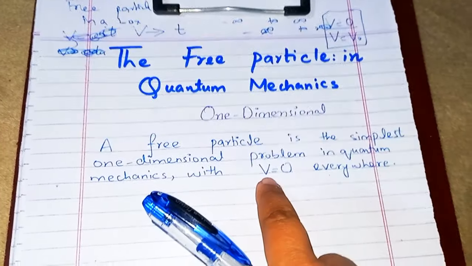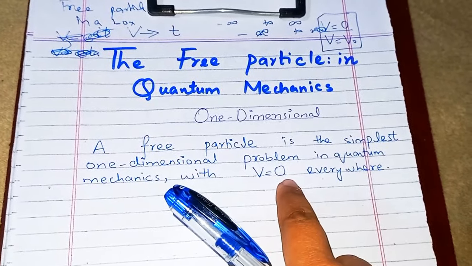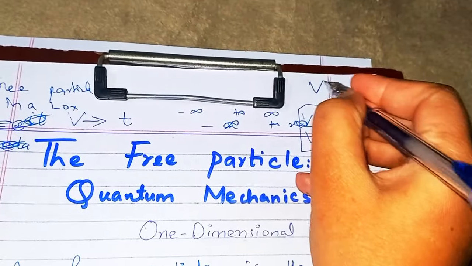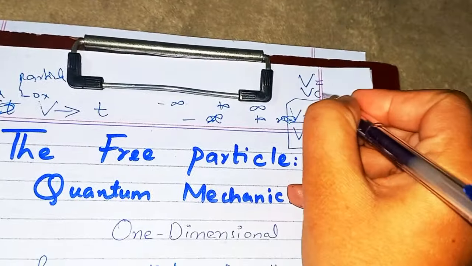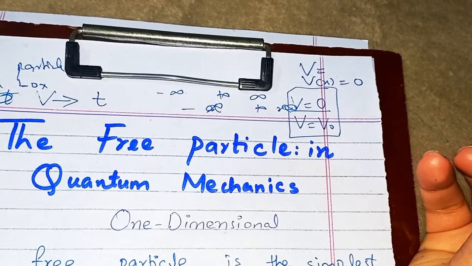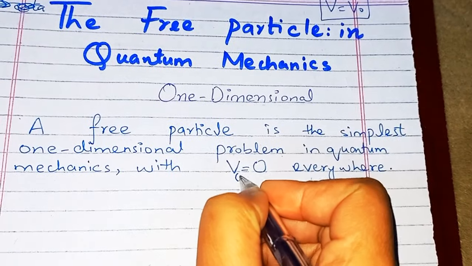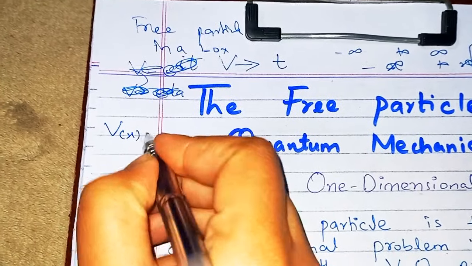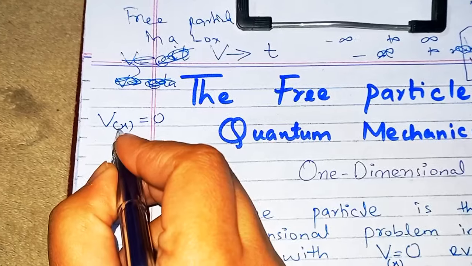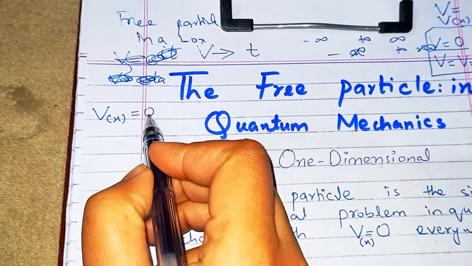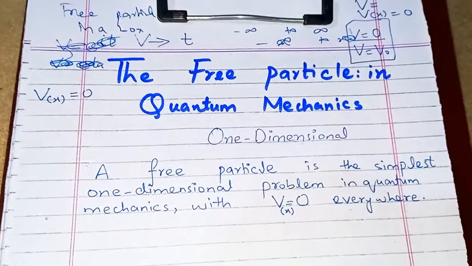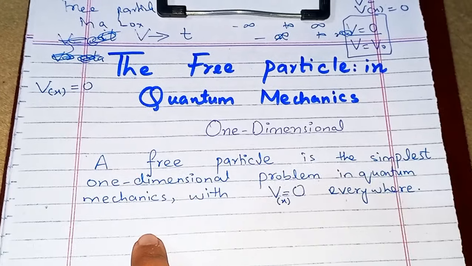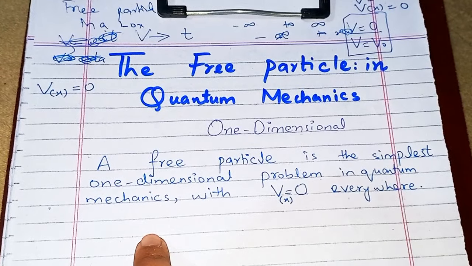So we can see here the potential that we have is V equals 0, and it doesn't contain a time term. V equals 0 means V of x equals 0. We can write it like that: V as a function of x equals 0, to show that it's a one dimensional potential and it's 0 everywhere. It's independent of time, so we'll be using the time independent Schrödinger's equation.